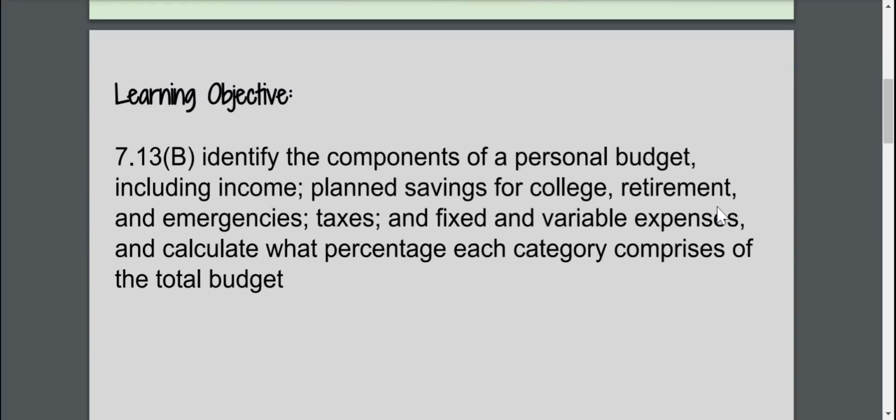Our learning objective is to identify the components of a personal budget, including income, planned savings for college, retirement and emergencies, taxes, and fixed and variable expenses, and calculate what percentage of each category comprises of the total budget.